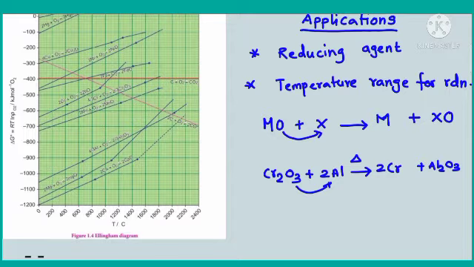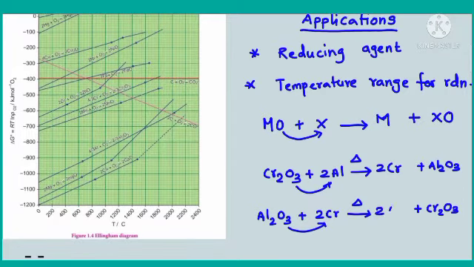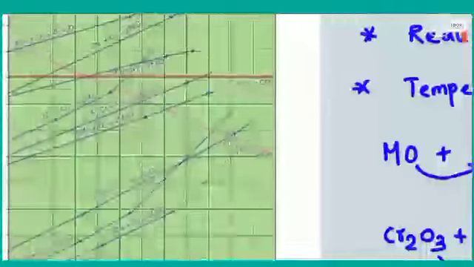Now let me write the reverse of the same reaction. You have aluminum oxide, Al2O3, and with this, by adding chromium, 2Cr, by heating, suppose this reaction occurs like the previous one, you are supposed to get chromium oxide, Cr2O3, with formation of aluminum metal, isn't it? Whereas the first reaction is possible, the second reaction is not possible, because look at the Ellingham diagram.